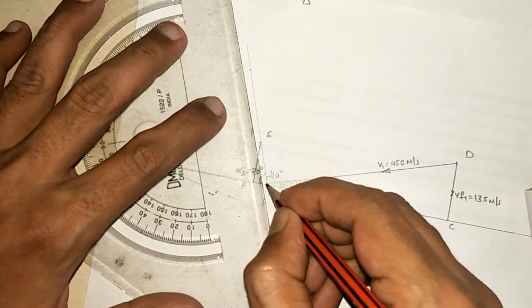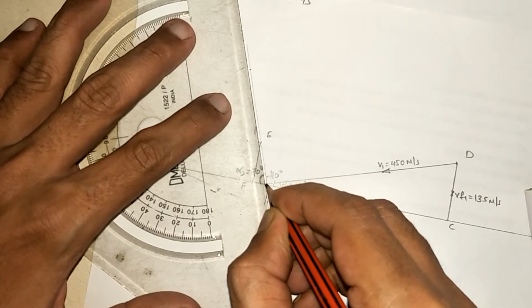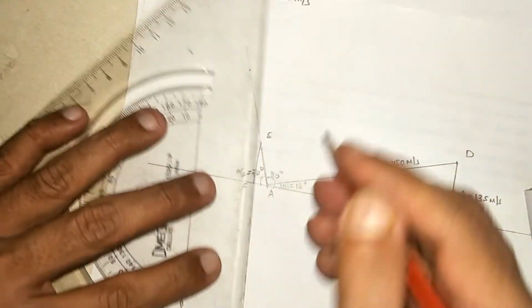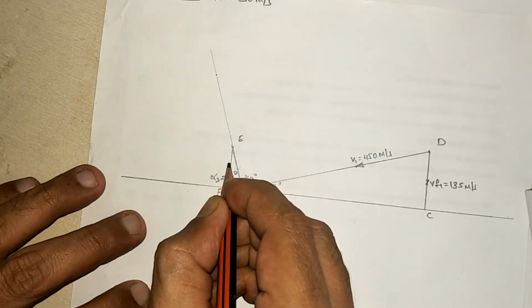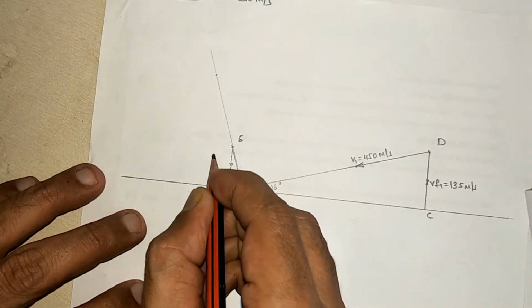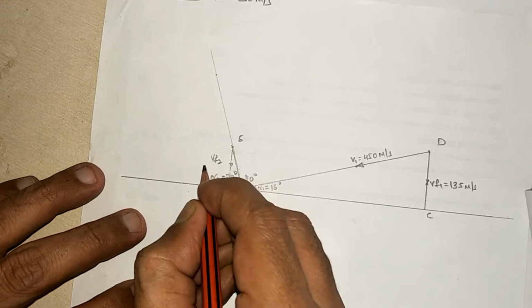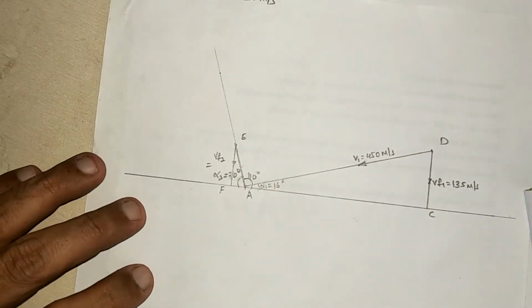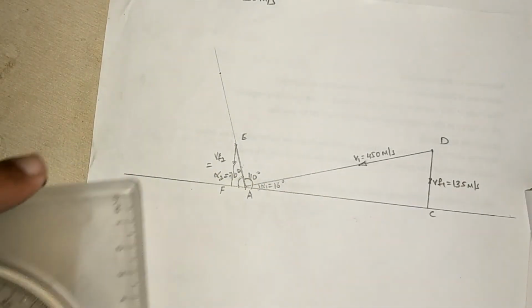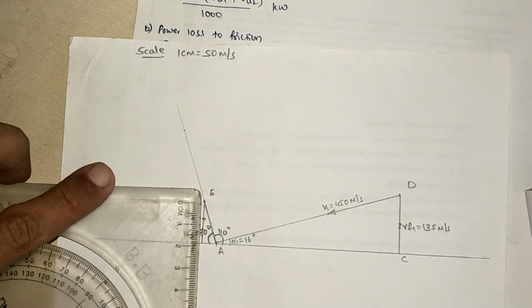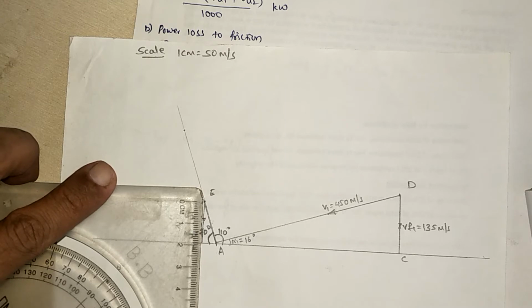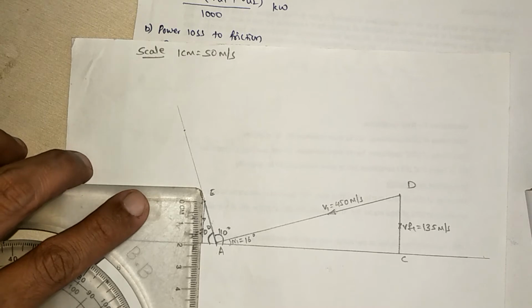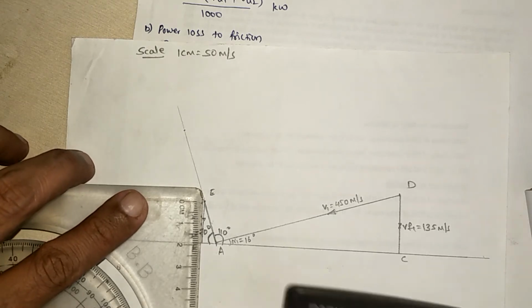So this is v2, and this is F. This vertical line is vf2. If I measure the line vf2, I am going to get somewhere around 1.9 centimeters. So 1.9 into 50.